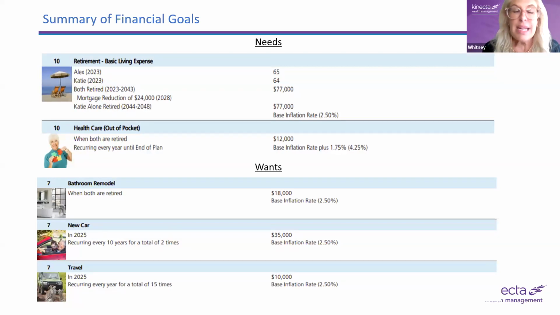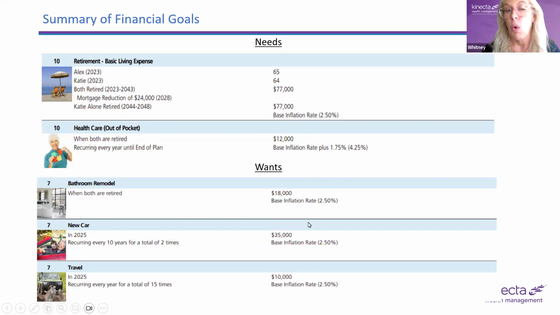Then Alex and Katie have also thought through putting money aside for healthcare. So they're putting 12,000 aside annually for healthcare. And this expense we are growing by 4.25% because healthcare expenses tend to grow a bit more. And this is something that potentially they could use towards long-term care insurance if that's something that they wanted to do, or it could be money that they use to supplement their Medicare with maybe a Medicare Advantage plan, for example, if they wanted higher levels of coverage. But they've already got that thought through and factored into their plan.